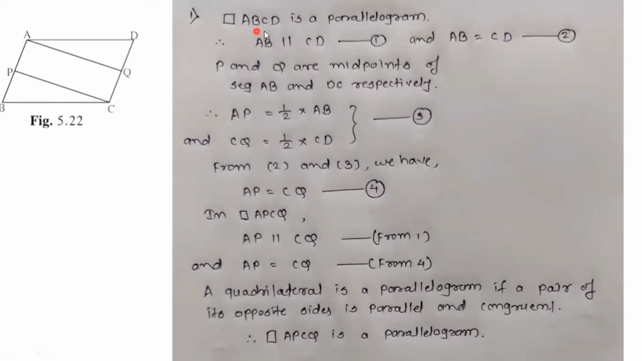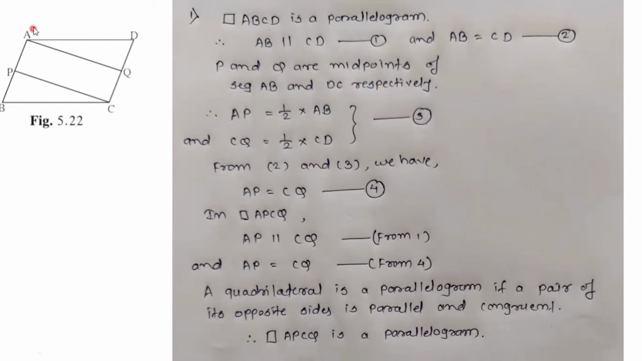It is given that quadrilateral ABCD is a parallelogram, and as it is a parallelogram, its opposite sides must be parallel and opposite sides must be congruent. So by that we can write AB is parallel to CD and AB is equal to CD. Now here it is given that points P and Q are midpoints of segment AB and DC respectively.